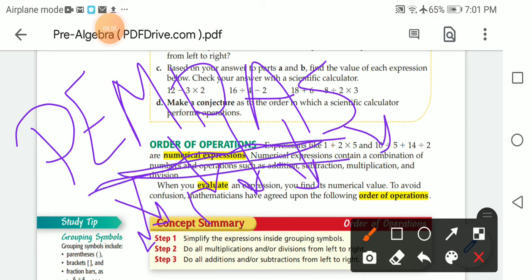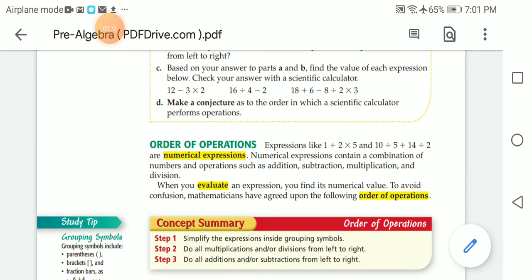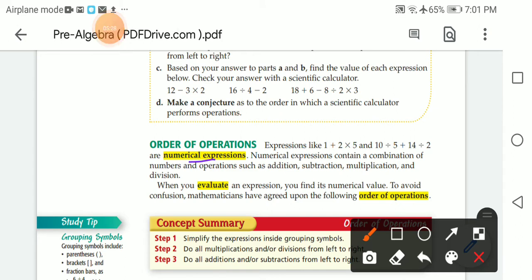So don't forget this word. These are the abbreviations of the operations: multiplication, division, and so on. I have order of operations expressions like 1 plus 2 times 5 and 10 divided by 5 plus 14 divided by 2. These are called numerical expressions. My dear students, this is what I have to know. And operations such as addition, subtraction, multiplication, and division are the operations.